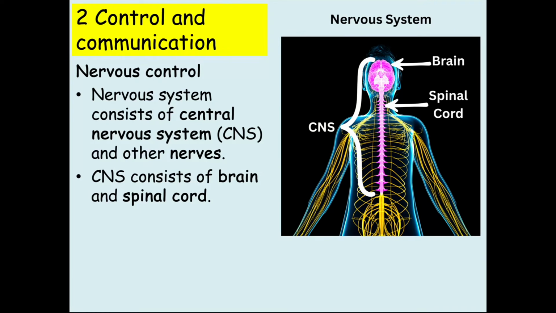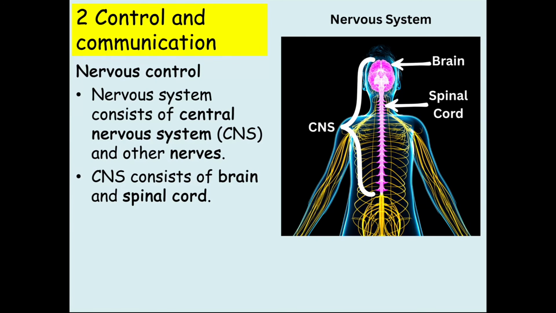Hi, folks. Welcome to topic 2 of Unit 2 of the National 5 Biology course. Today, we're going to be looking at control and communication, and that's basically split into looking at our nervous system and looking at our hormonal system. So, let's start off with the nervous system.